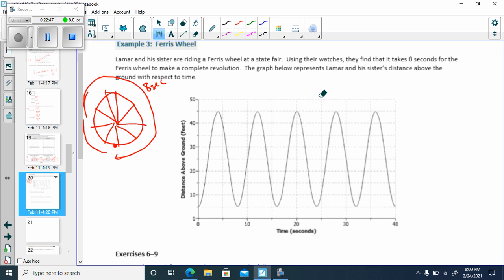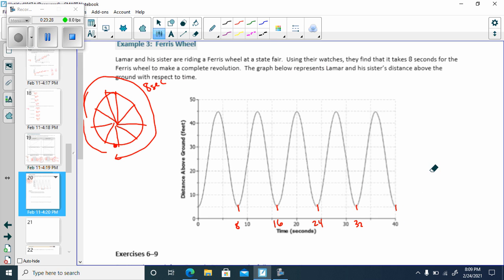Now, the graph below represents their distance above the ground with respect to time. Let's look at this. Here's our distance above ground. Here's our time. Now, it takes 8 seconds to go all the way up and then come all the way down. So this is 8 seconds. Go all the way up and all the way down again. This would be another 8 seconds, so that's a total of 16. Go all the way up and all the way down. That's another 8 seconds, so that's a total of 24. All the way up, all the way down, that would be another 8 seconds, which is 32. All the way up, all the way down, and that gets you 40 seconds, right?